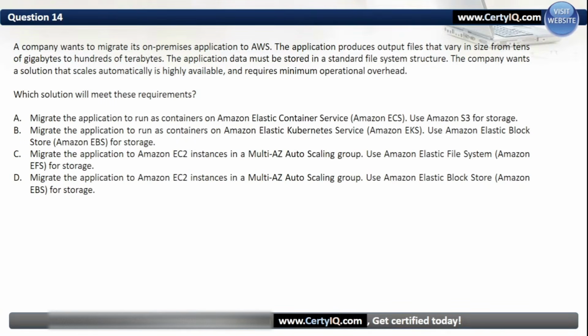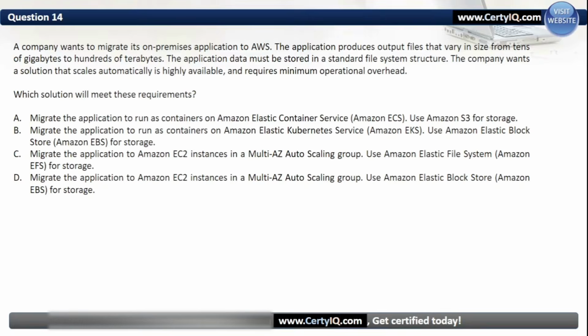Question 14. A company wants to migrate its on-premises application to AWS. The application produces output files that vary in size from tens of gigabytes to hundreds of terabytes. The application data must be stored in a standard file system structure. The company wants a solution that scales automatically, is highly available, and requires minimum operational overhead. Which solution will meet these requirements?